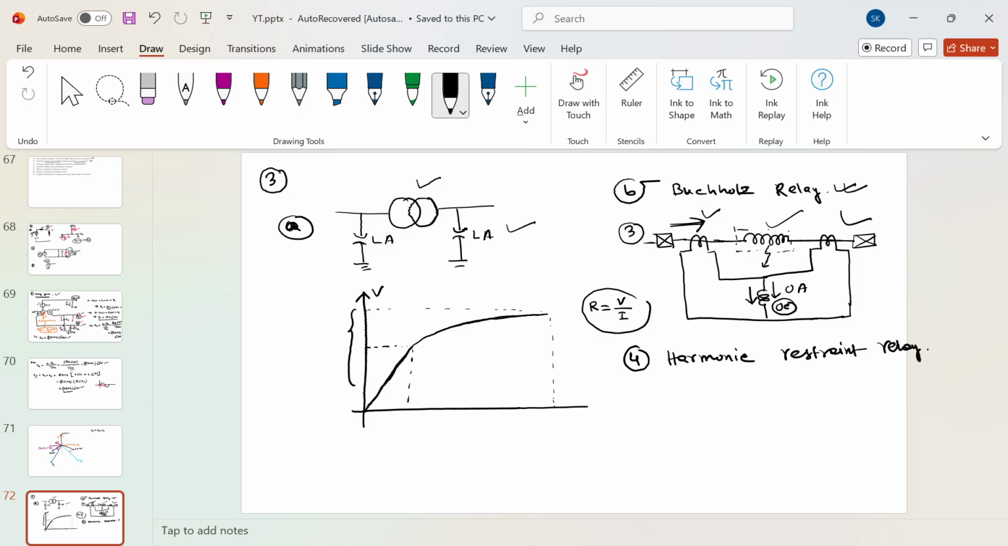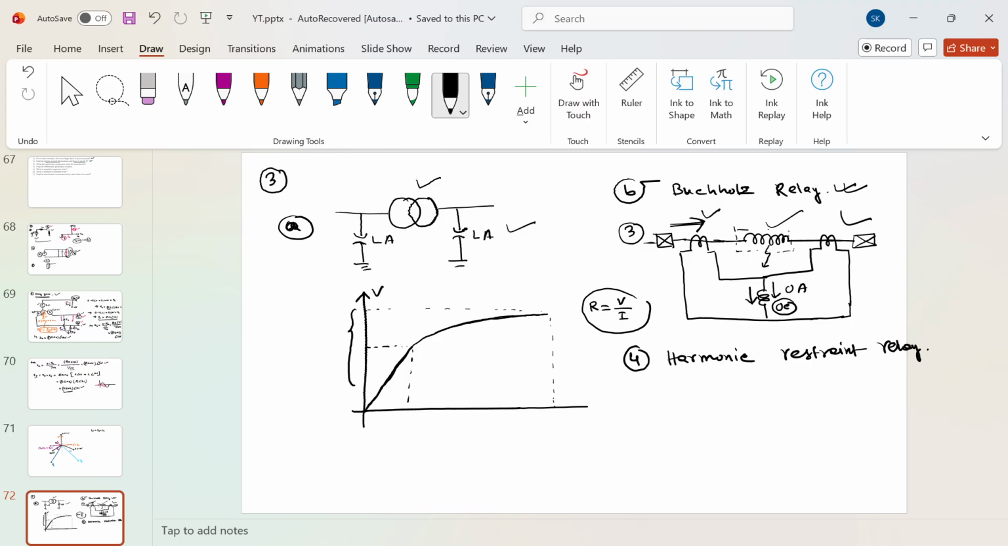Harmonic restraint relay. Restraint, so the name itself is suggesting, right? It will provide some restraint. So in case of a transformer, if you switch on a transformer at no load condition, then because of the saturation of the core, the transformer draws a huge current that we call inrush current, that is almost 5 to 6 times the full load current.